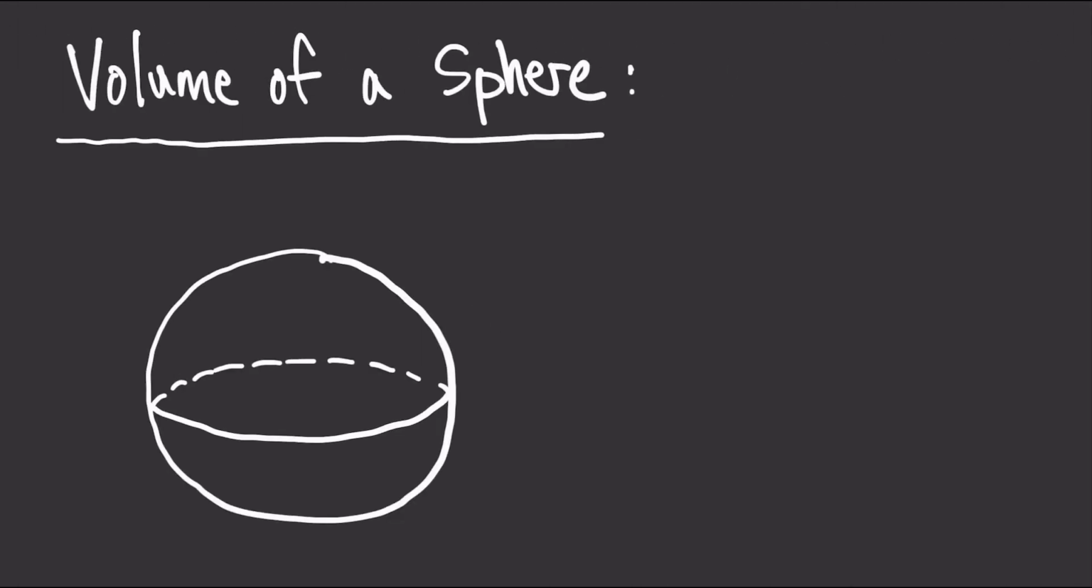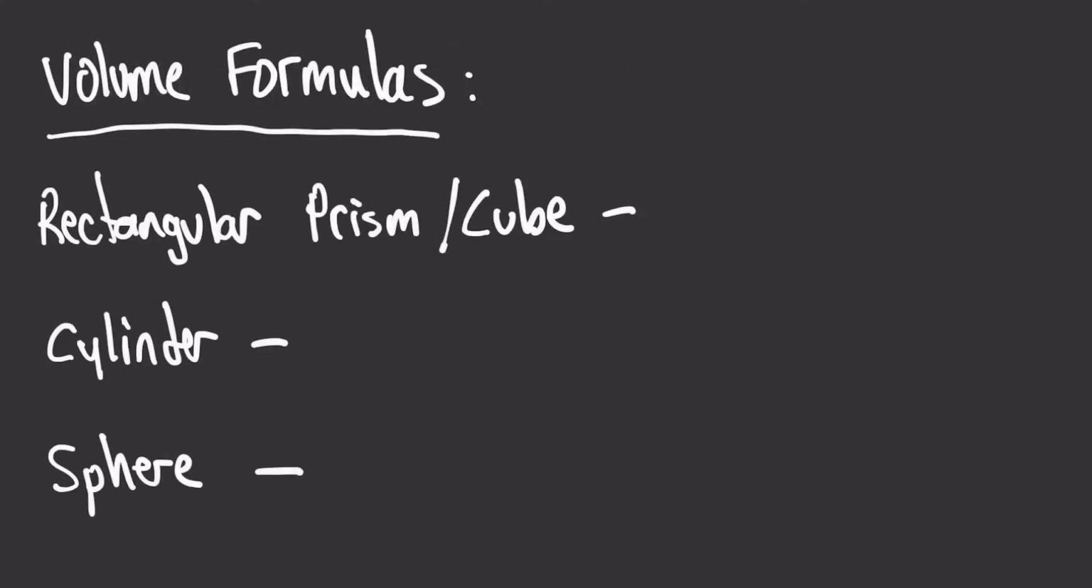And the final shape we're going to talk about today is volume of a sphere. And a sphere has one measurement, and that's simply the radius. And this formula is a little bit more challenging. The volume formula for a sphere is 4/3 pi r cubed. All right, so we need to find the radius of that sphere, cube it, multiply it by 4/3 pi.